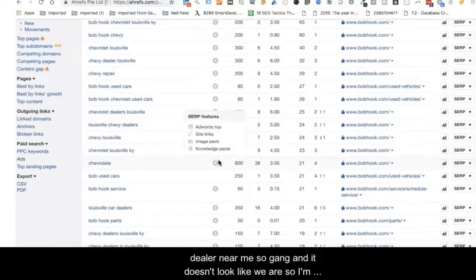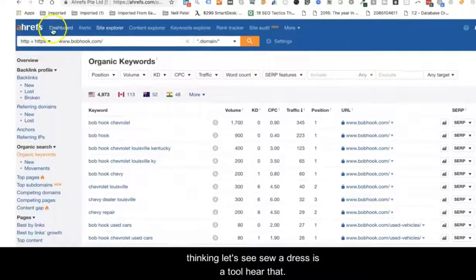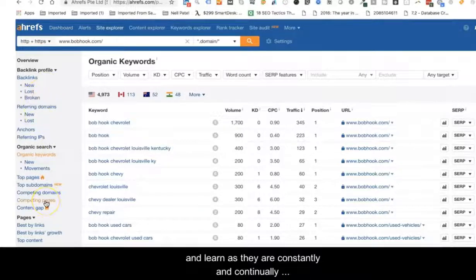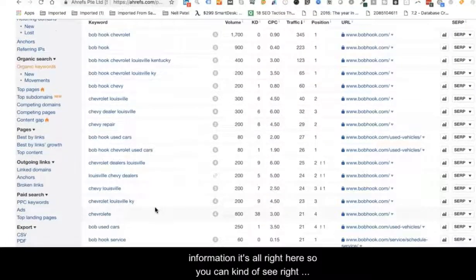So I'm thinking, let's see. So Ahrefs is a tool here that Tim Solo, I love. He's the marketing director. I follow him on Facebook. Join the Ahrefs Facebook group. It gives you free access to updates, and you can follow along and learn as they are constantly and continually improving and are just experts in aggregating correct and accurate search engine results, whether that's backlinks or keywords or page titles and metadata information.